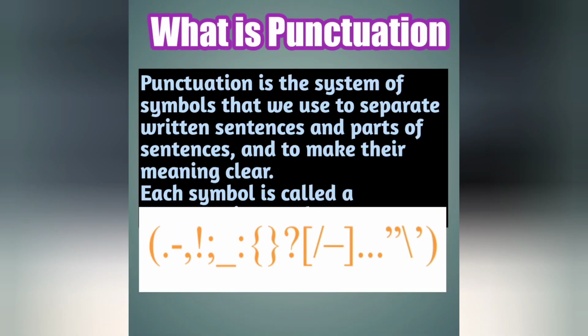So what is punctuation? Punctuation is a system of symbols that we use to separate written sentences and parts of sentences and to make their meaning clear. In this picture below, all the symbols are symbols of punctuation. You'll learn the details of each punctuation slowly.